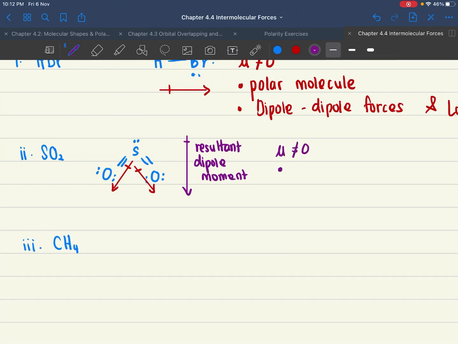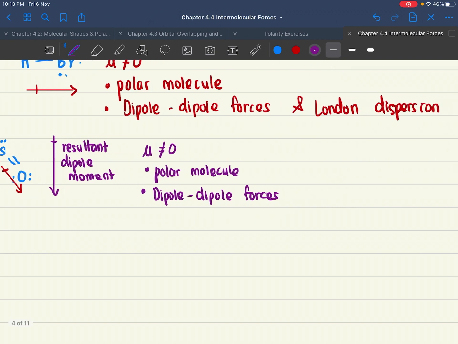So SO2 is a polar molecule, and since dia polar molecule, that means type of intermolecular forces yang wujud di antara SO2 dengan another SO2 adalah dipole-dipole forces and London dispersion forces. Sama macam yang atas jugalah.